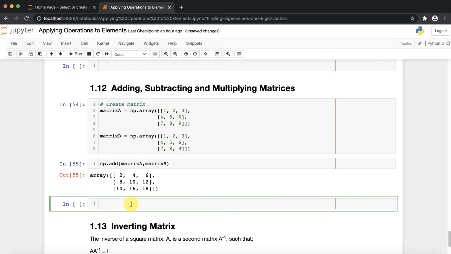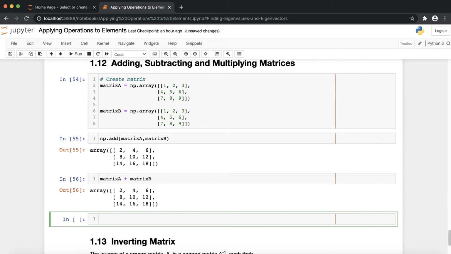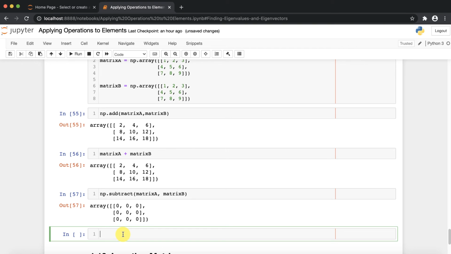The same way, if I want to add these two matrices, another technique is matrix A plus matrix B, and if you calculate, it again provides the same result. So you can go either way, whichever is suitable to you. Now suppose I want to find the subtraction, then subtract matrix A and matrix B, and if you see, yes, it is working. This way you can find the addition and subtraction of the matrices.